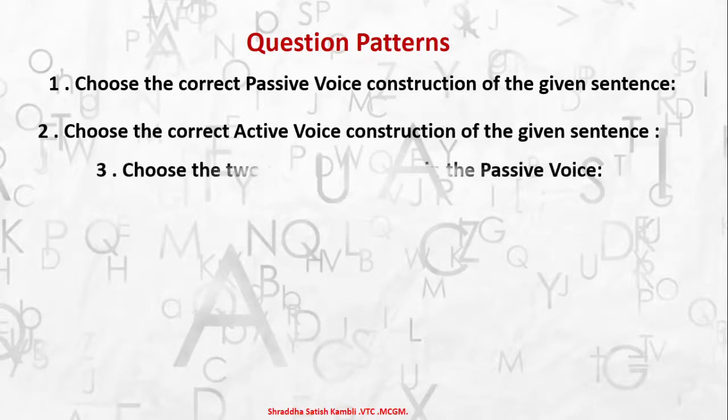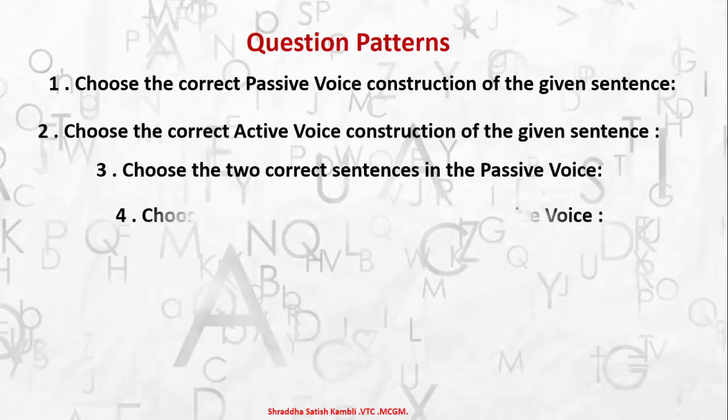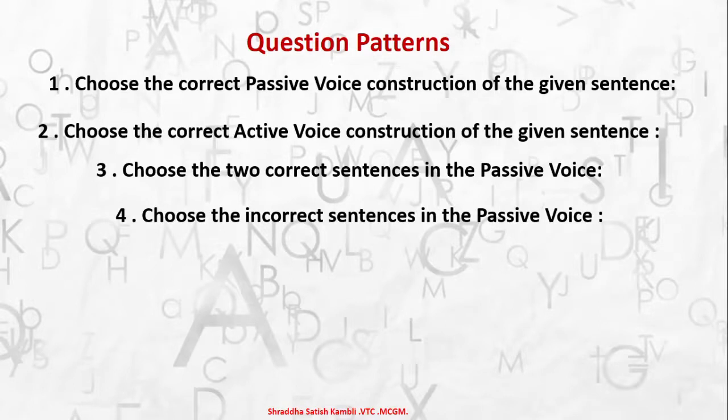Then you have choose the 2 correct sentences in the passive voice. So you will be given 4 sentences, out of which 2 are in the passive voice. Okay, the other might be in the active voice, or they might be wrongly framed sentences. So you cannot say what they might be. But there will be 2 correct sentences in the passive voice which you're supposed to pick out. Alright, pattern 4 will ask you to choose the incorrect sentences in passive voice. So there are certain sentences which are in the passive voice, okay, but they are incorrect. So that you have to pick up.